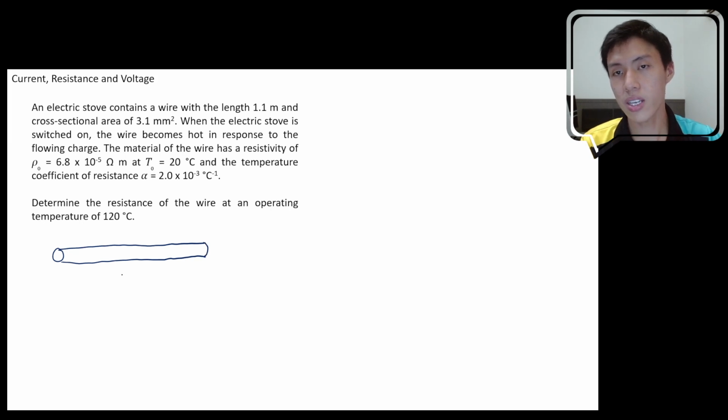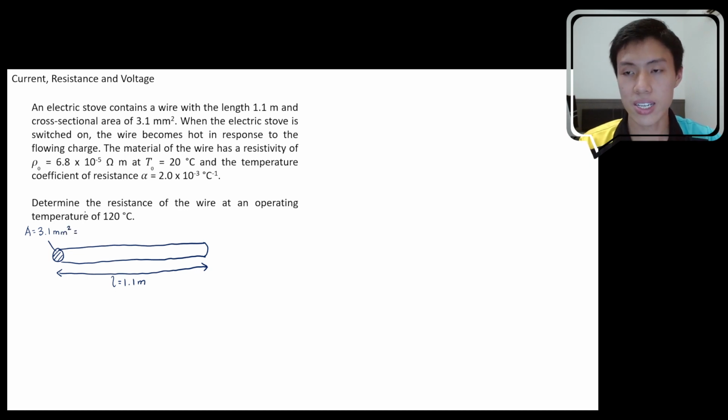What do we know about it? It has a length of 1.1 meter, and cross-sectional area of 3.1 millimeter square. So cross-sectional area is this part over here. The area is 3.1 millimeter square. Of course, we cannot leave this at millimeter square. We have to convert it into SI unit.